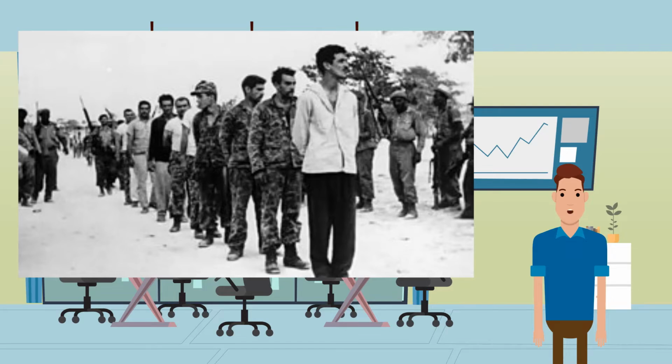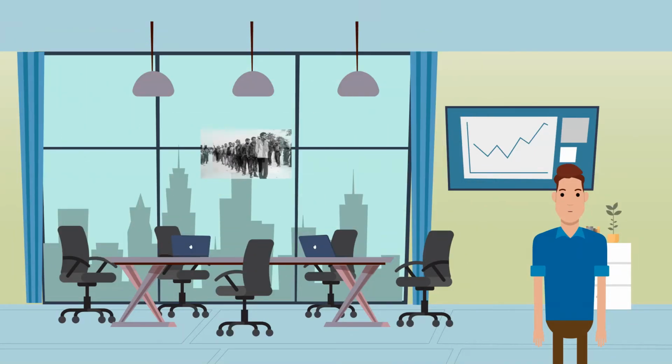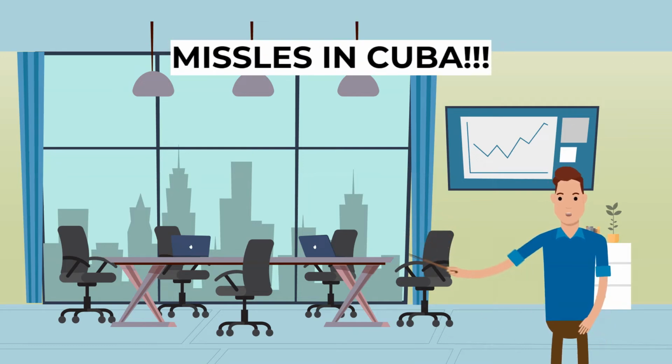Again, it's important to note, Kennedy now looked weak and aggressive at the same time. Keep this in mind when thinking about the missile crisis. It makes him much less likely to back down in the future. And then came the discovery of the missiles.